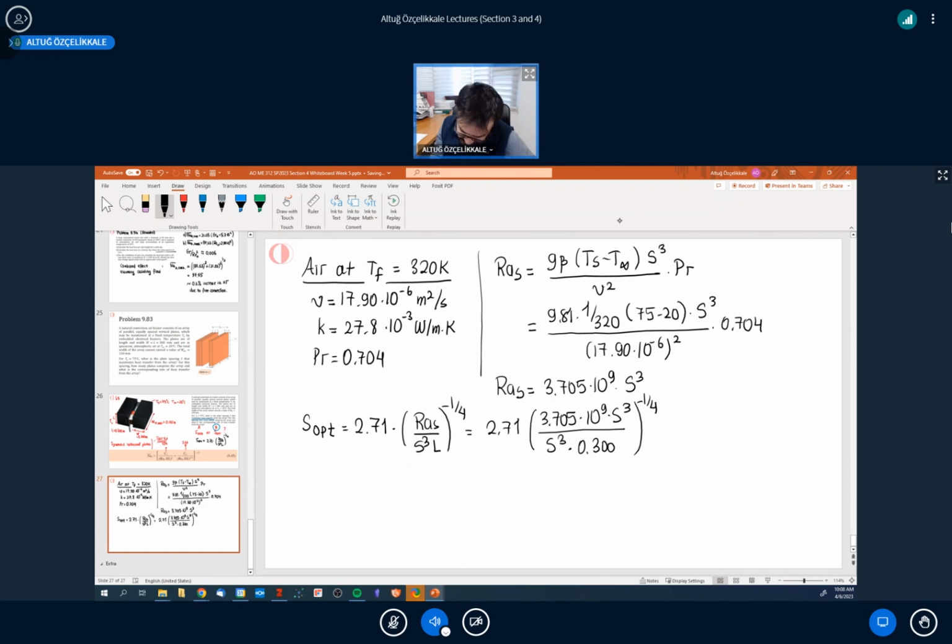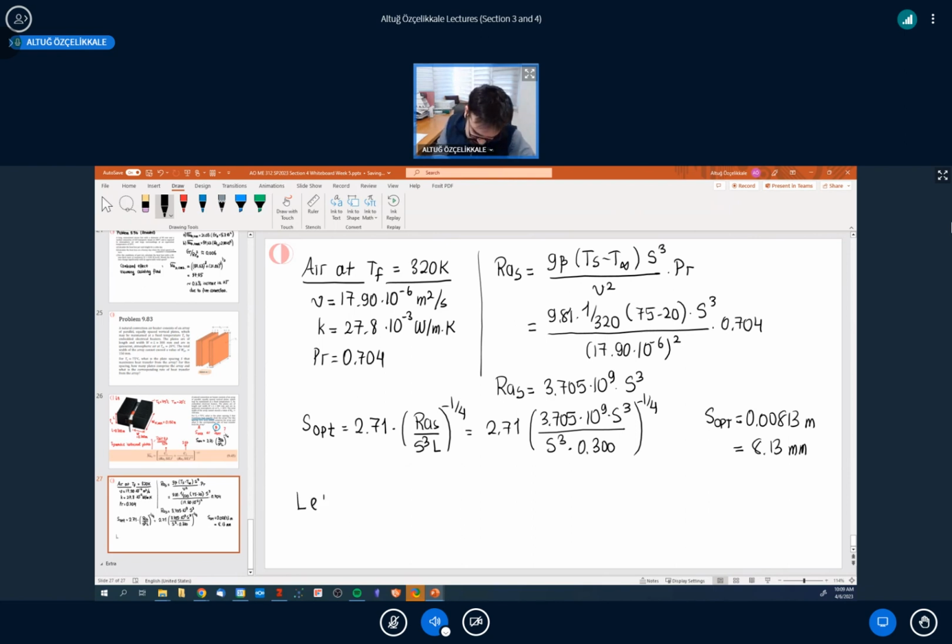And this optimal spacing is going to be 0.00813 meters, and that's going to be 8.13 millimeters. So these plates that are 30 centimeters in height and width are going to be close to each other, at approximately less than a centimeter distance. They are going to be very close to each other. It turns out that that's the spacing that maximizes the heat transfer.